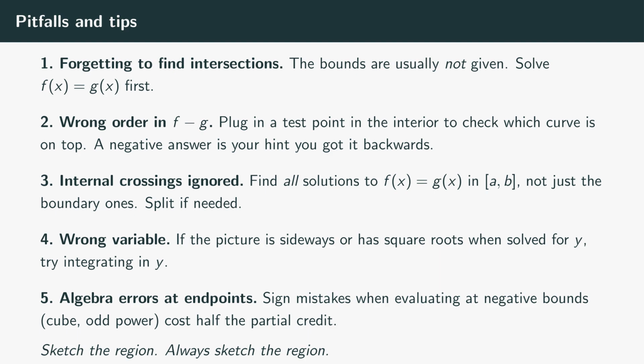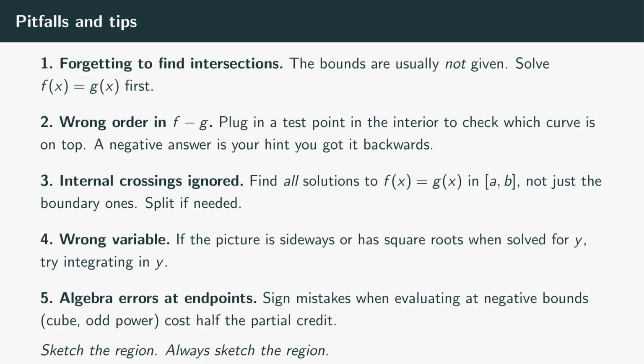2. Wrong order in f minus g. The formula is top minus bottom, and getting them backwards gives a negative answer. The fix is trivial. Plug a test point into the interior of the interval, see which curve is bigger, put that one first. If you get a negative answer at the end, you know you had them backwards. Just flip the sign and move on, but don't write a negative area on your paper. Areas are positive.